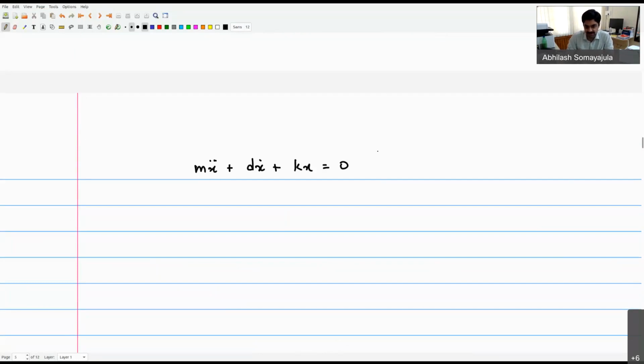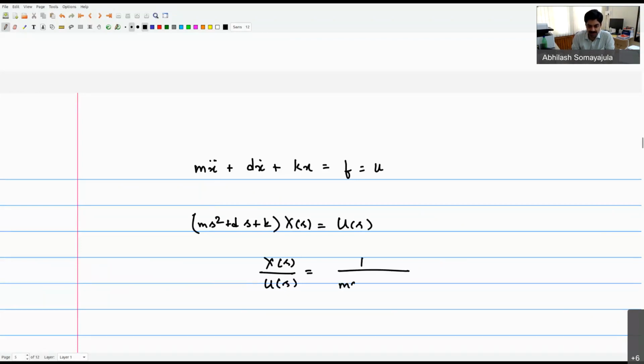And in this case, we are going to be looking at some control input u. Generally it is f, but I can also call it u for the sake of convenience. Then for this system, if I take a Laplace transform, I get (m s square plus b s plus k) times x of s is equal to u of s. So if I specify x of s by u of s as the transfer function for the system, this simply becomes 1 over (m s square plus b s plus k).